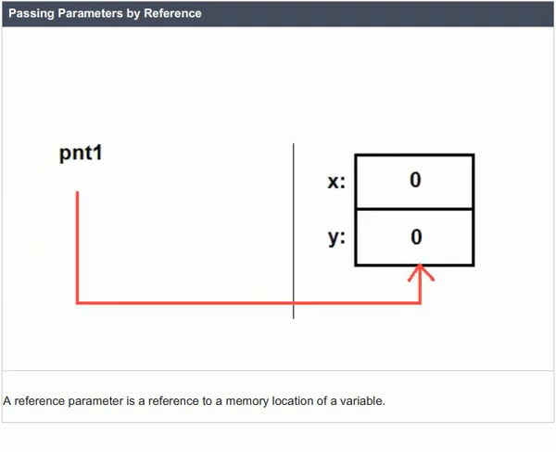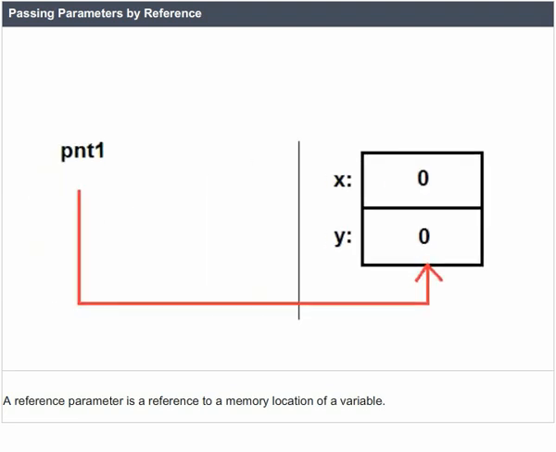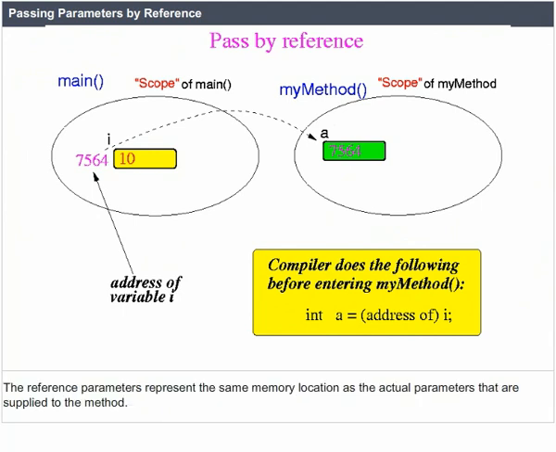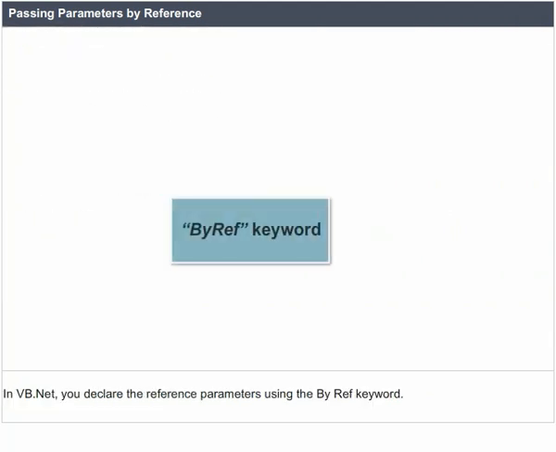Passing parameters by reference. A reference parameter is a reference to a memory location of a variable. When you pass parameters by reference, unlike value parameters, a new storage location is not created for these parameters. The reference parameters represent the same memory location as the actual parameters that are supplied to the method. In VB.NET, you declare the reference parameters using the ByRef keyword.